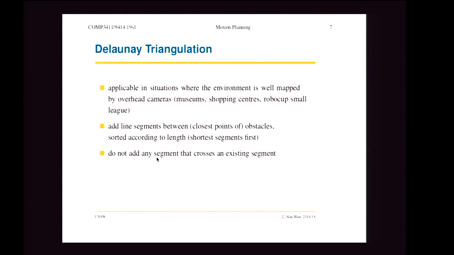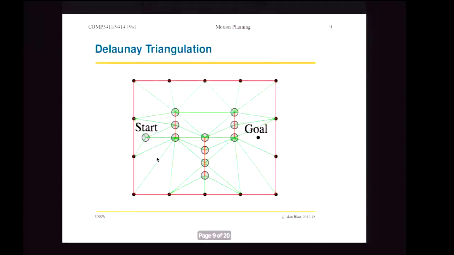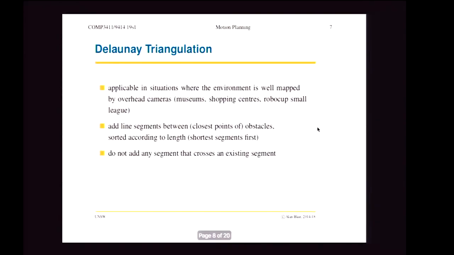And it's applicable in situations where the environment is well mapped by overhead cameras, and you've got obstacles. So as well as RoboCup, this could be used in museums or shopping centres or that sort of thing, old people's homes. And I could give a 5-year-old a crayon and ask them to divide this up into triangles, but how do you actually do this automatically?